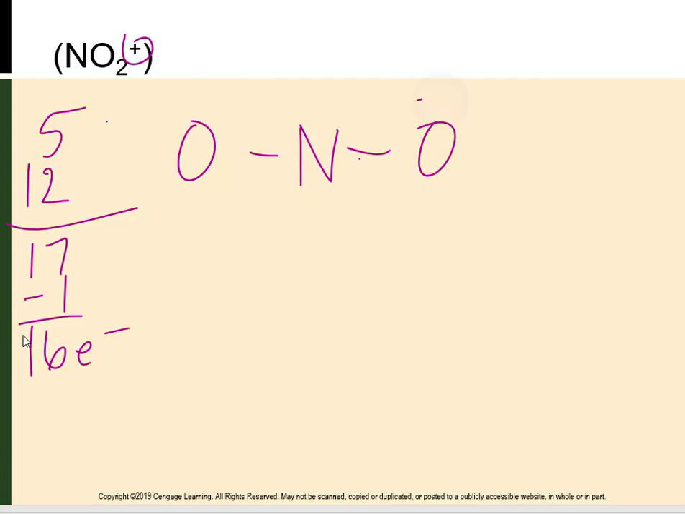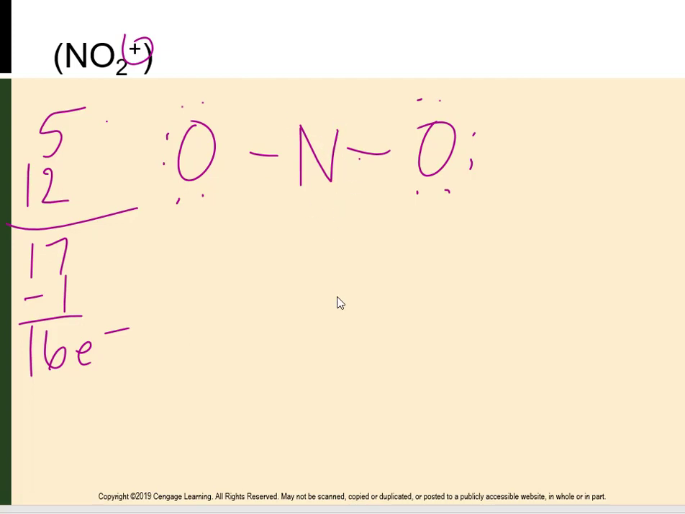Oxygen, we know, is going to have 1, 2, 3, 4, 5, 6 around it. 1, 2, 3, 4, 5, 6. Now let's see where we're at. We've got 6, 7, 8. 1, 2, 3, 4, 5, 6, 7, 8. And by doing this, I have 16 electrons: 2, 4, 6, 8, 10, 12, 14, 16. All right, we've got all of our electrons accounted for, but what's wrong?